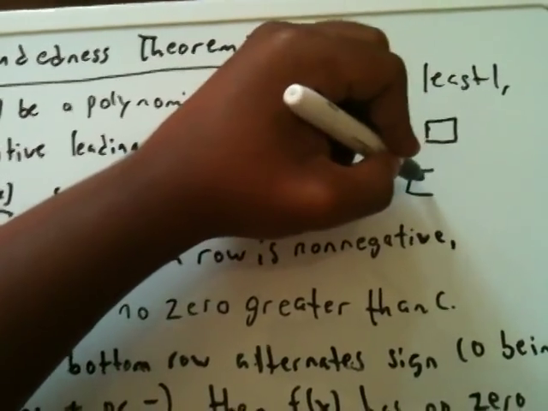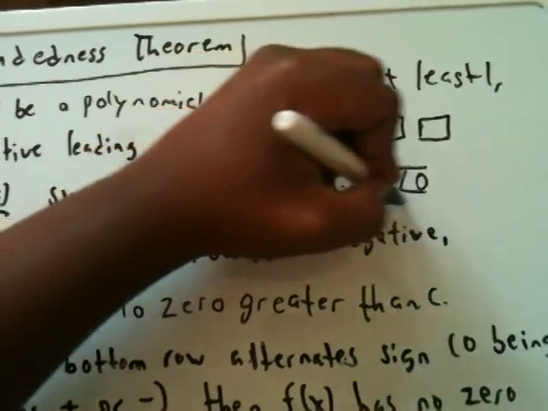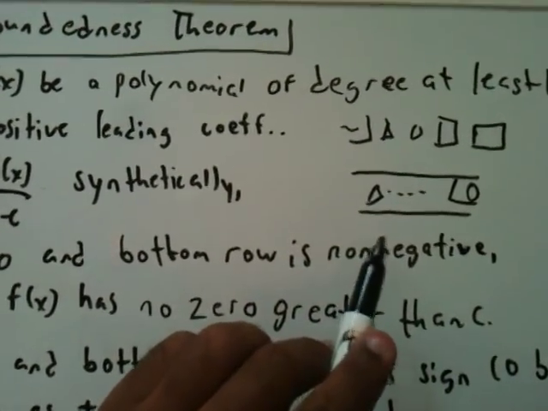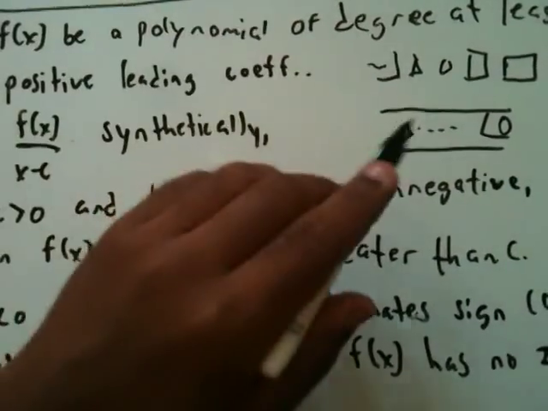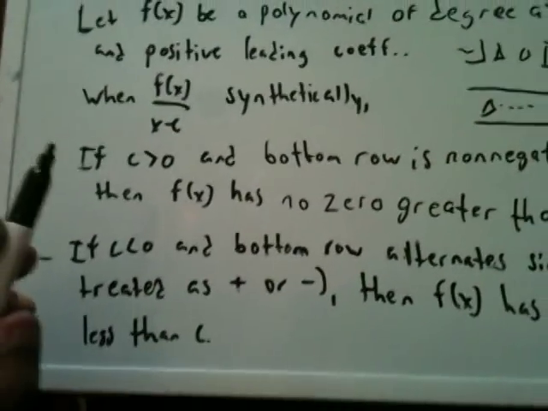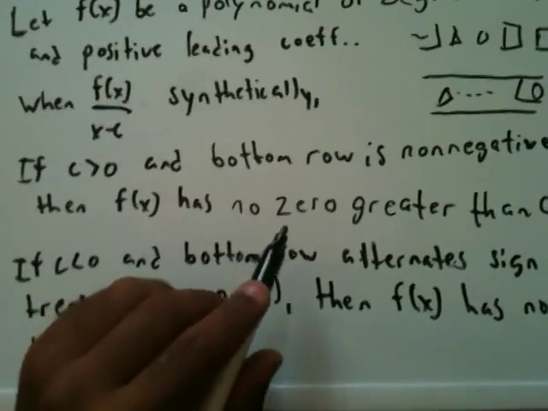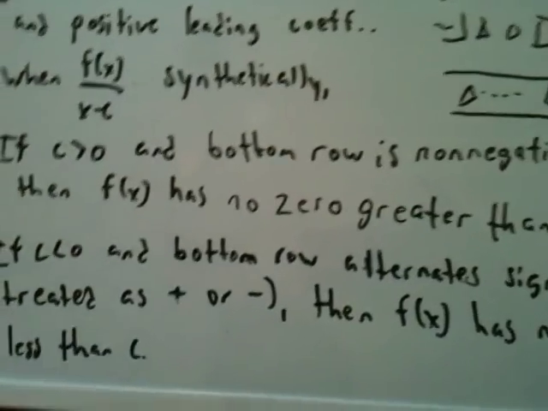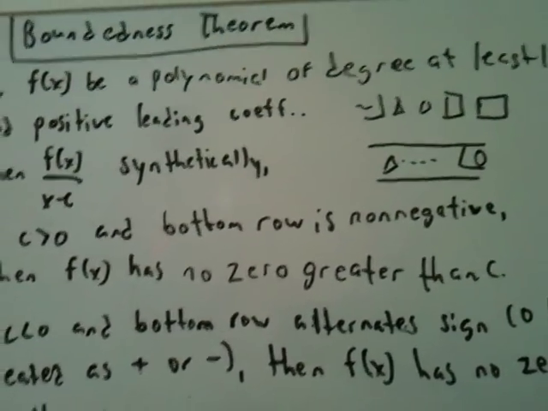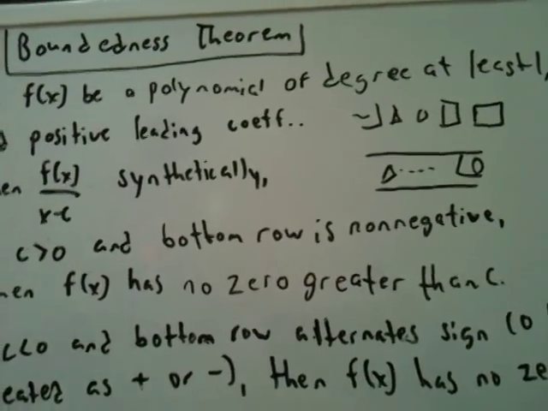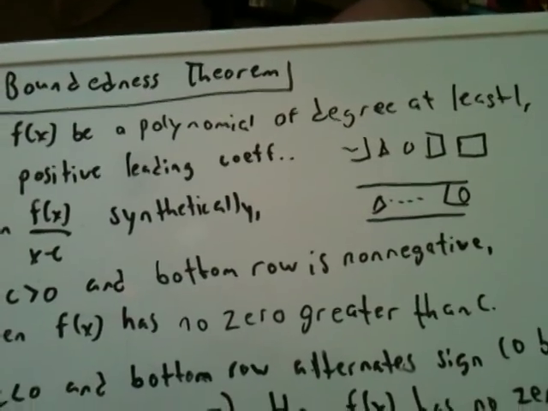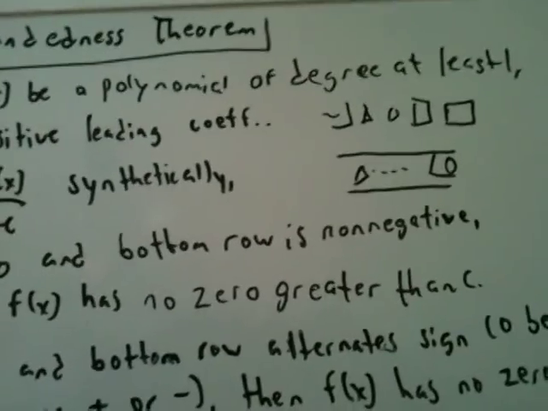And if this is all positive, if it's all non-negative, sorry if I'm repeating myself, trying to find a way to explain this on the fly, but if this is all non-negative, then the function f of x doesn't have a 0 greater than that c. So, meaning, if that's all non-negative, there's no 0 greater than c, and your tested c was too high. So that's the first condition.